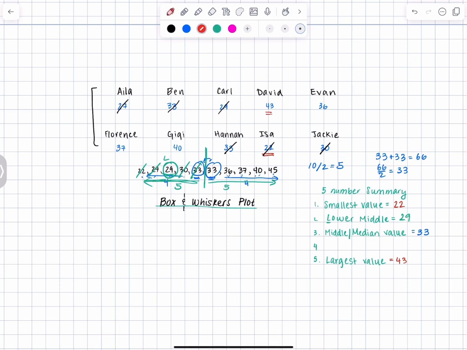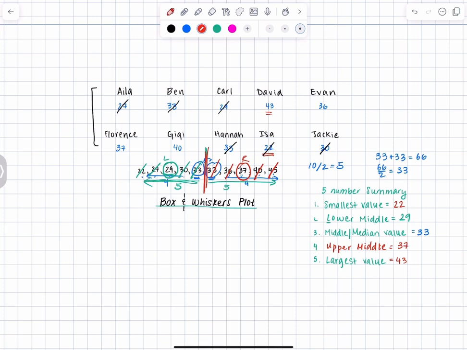Our next one is the upper middle. Since we finished the lower middle, we'll take the upper middle, or upper median. Now we find the upper middle of the right side of the barrier. That would be 37, because we have 2 on the right side and 2 on the left side of the number. So that would be 37.